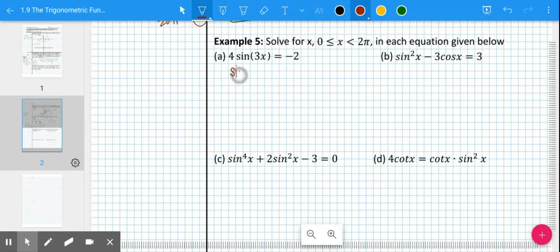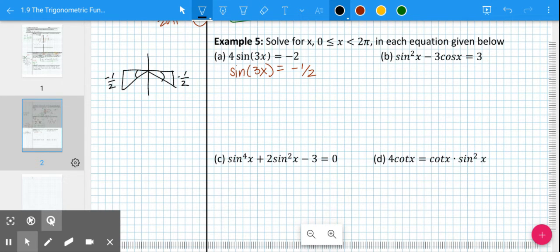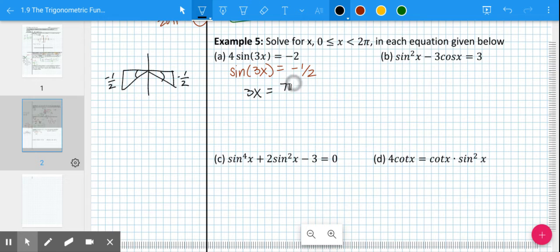You start by getting sine by itself, which is of course not bad. You divide by 4 to get a negative 1/2. And you find where sine is equal to negative 1/2, and hopefully you know that happens in both quadrants 3 and 4. Go ahead in the Edpuzzle and tell me what these two angles are. Once you identify those angles to be, let's see, sine inverse of negative 1/2, 7 pi over 6 and 11 pi over 6, then all there is to do is divide by 3.